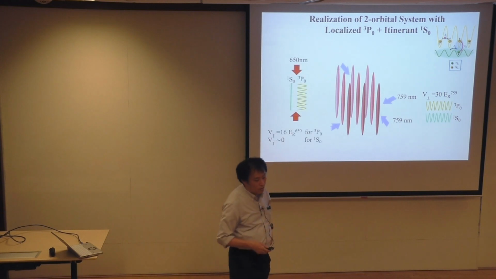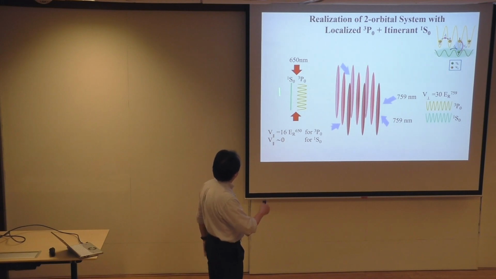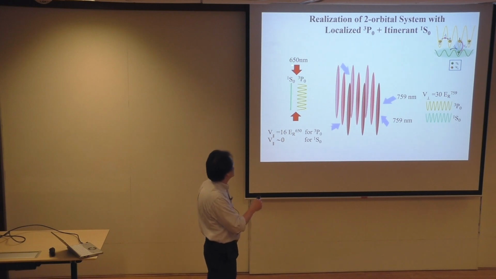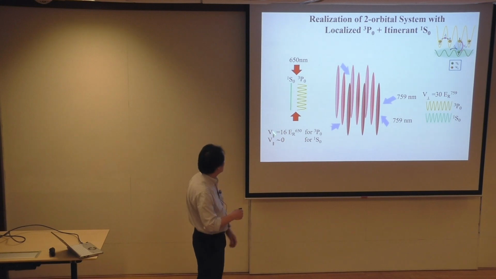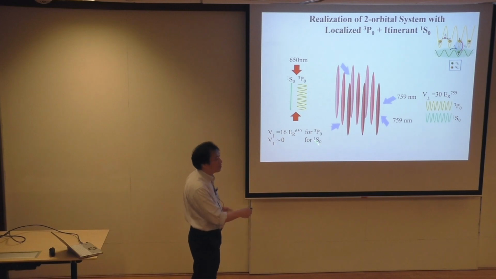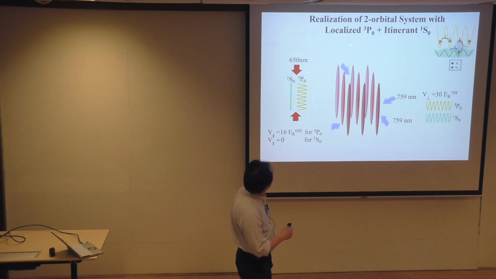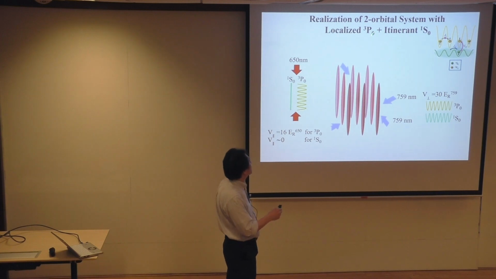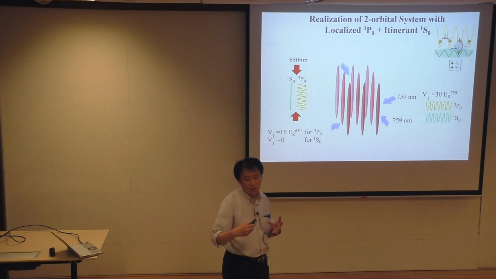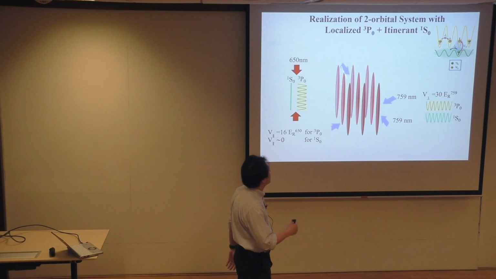In addition, we apply an optical lattice along the 1D tube at the wavelength of 650 nanometer. At this wavelength, the optical lattice potential is only deep for triplet P0 and almost no effect for the ground state. In this way, we could prepare the localized triplet P0 and itinerant singlet S0 in one dimension. We performed two measurements using this novel optical lattice.